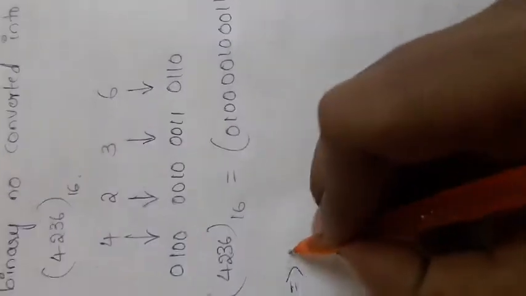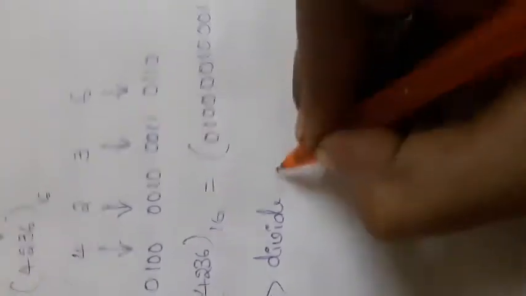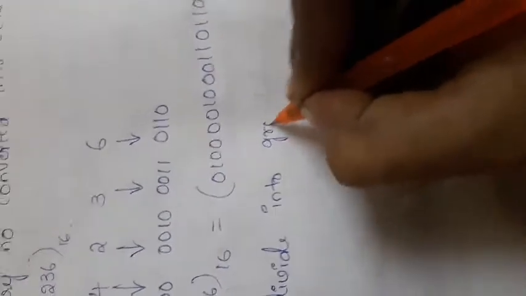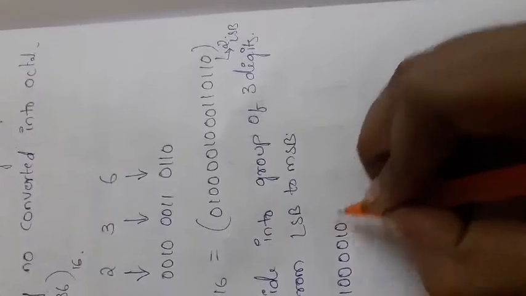First, this is our result now. Now we divide it into groups of 3 digits. Remember the point: from LSB to MSB. This is the LSB bit, so we start dividing from here. First write the result as it is: 0100, 0010, 0011 and 0110.